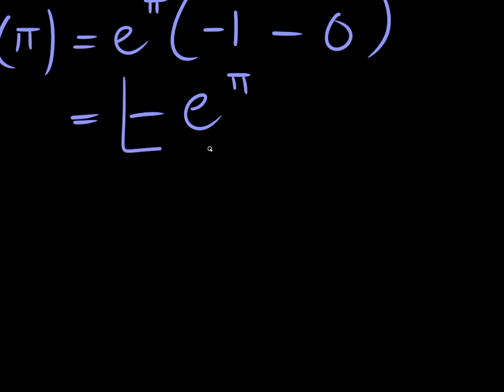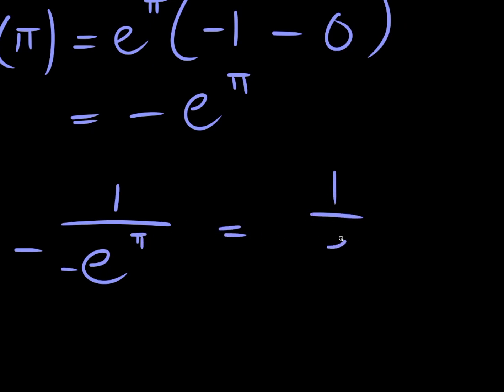And so we know that this is the slope at that point for the tangent line. So for the normal, we'll have to take the negative reciprocal of this. 1 over negative e to the pi, negated, will just be 1 over e to the pi, or e to the negative pi.